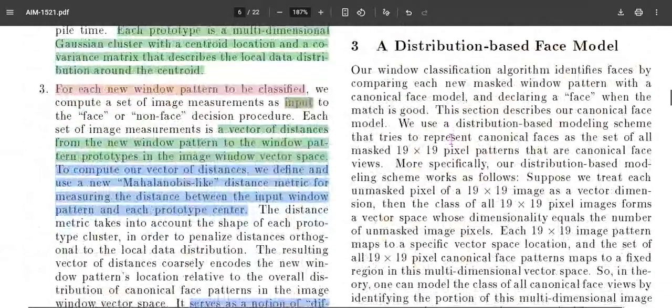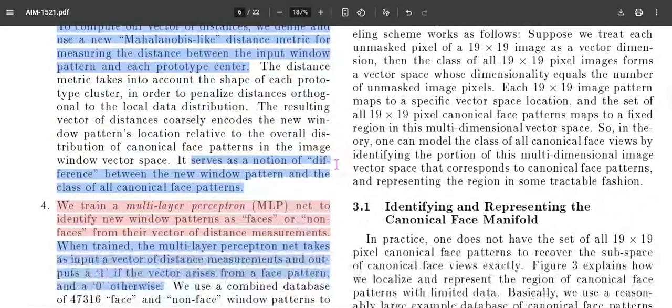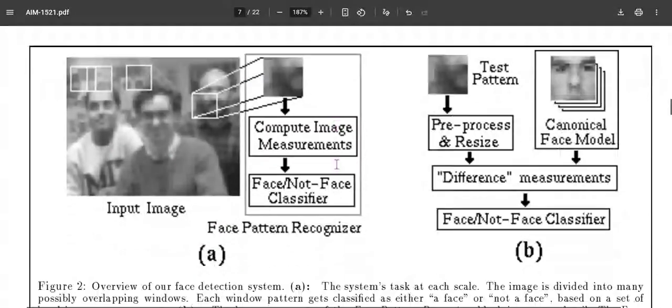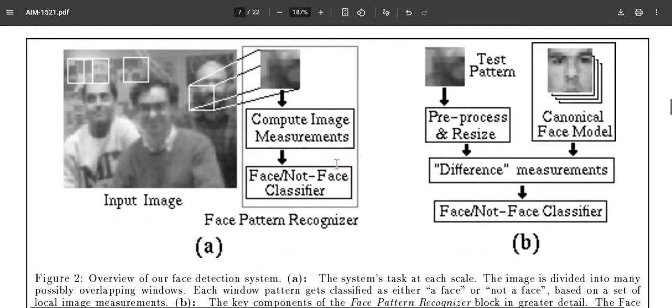The third step is that the given input image is projected into all those subspaces to find the distance metrics, and those distance metrics are taken as input features to a multi-layer perceptron. The multi-layer perceptron, using the data sets, is able to train its parameters to identify whether that patch of the window has a face or not. So this is a very simplified technique. It's an extension of classical correlation techniques, depicted in this figure.